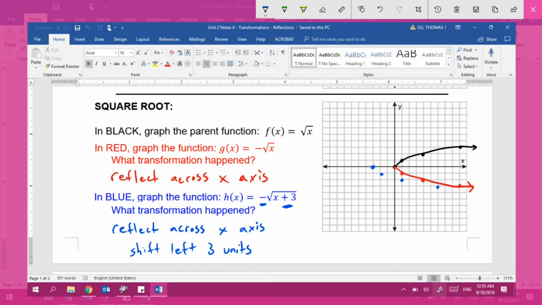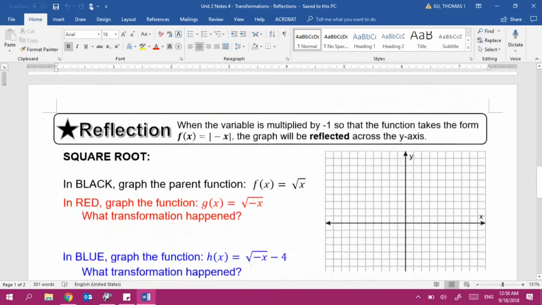So when I graph this, it's going to look something like this. And that is reflection across the x-axis and shifting to the left 3 units. All right, let's flip it over to the back side now.